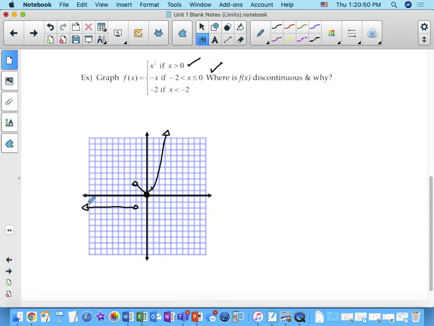All right. So where is f of x discontinuous? Discontinuous at negative 2. Yes. So these piecewise functions are not always discontinuous wherever the intervals join, because sometimes the endpoints connect, right? Like this one did. So it's discontinuous at x equals negative 2. How come? Why is it discontinuous at negative 2?